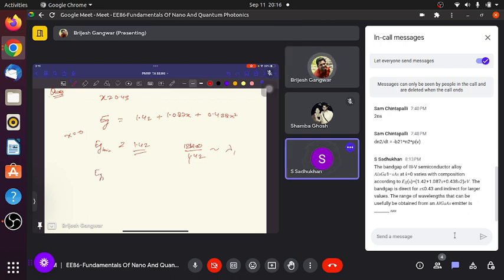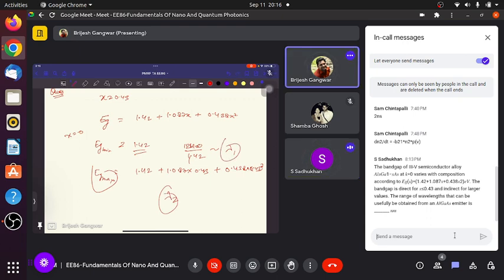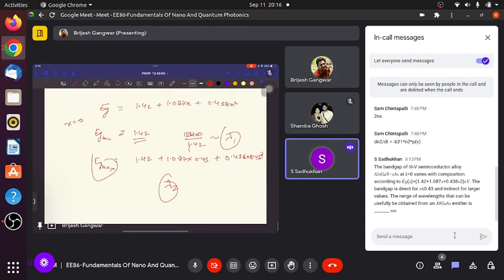So E_g max, which has the direct band gap, is 1.42 plus 1.087 into x, where x is 0.43, plus 0.438 into 0.43 squared. So this is lambda 2. So only this range, from this to this, is useful.